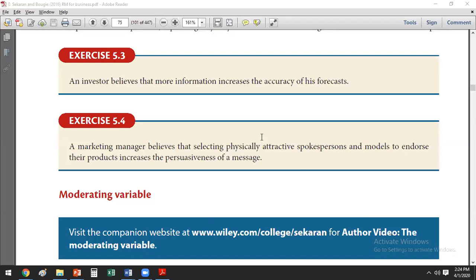Let's move on to the next topic, that is the moderating variable. The next topic is the moderating variable. So open the presentation which I have shared on your VLE.